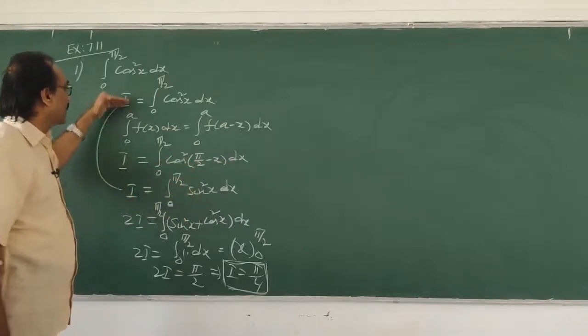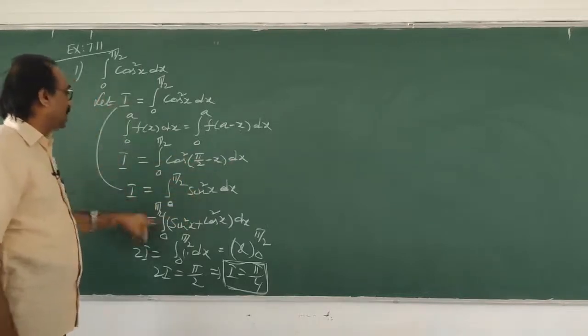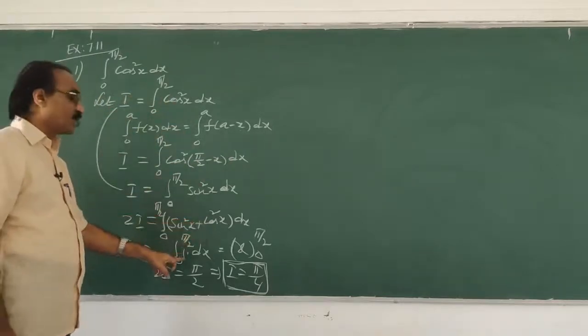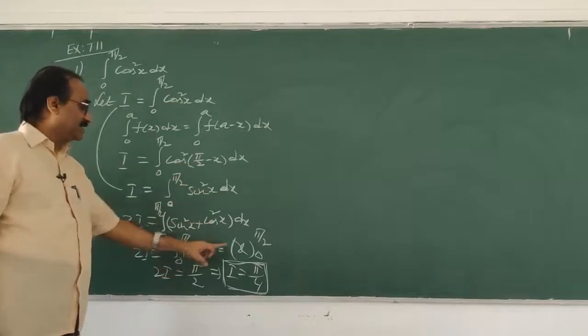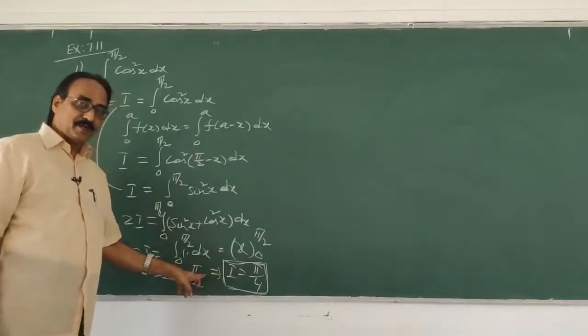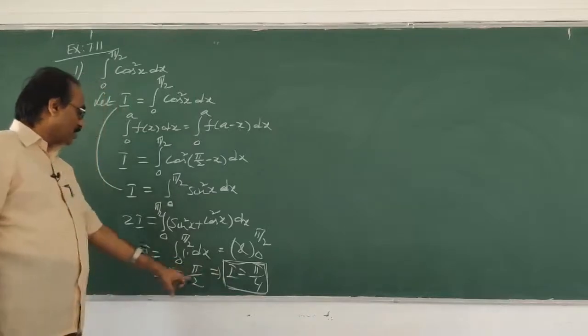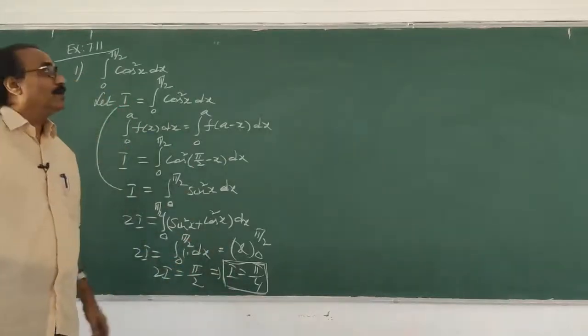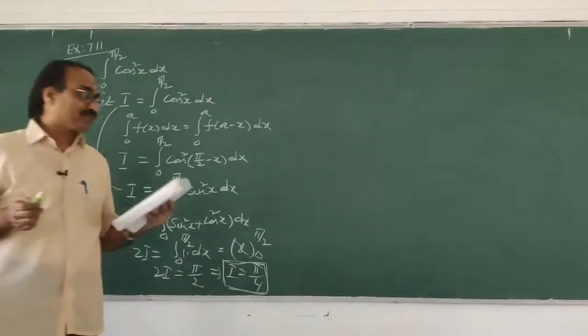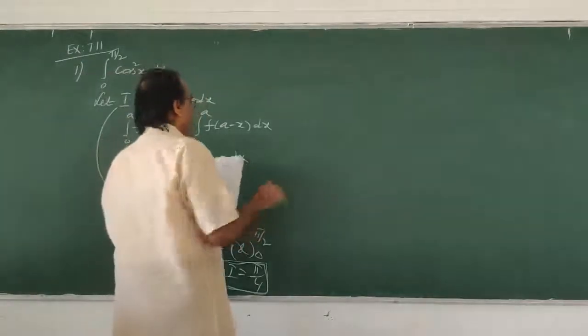Then I and plus I, these two I's I added. With the same limit you can add it. So sin square x plus cos square x, which is trigonometrically 1. The integral of dx is x, from 0 to pi by 2, upper limit minus lower limit, pi by 2 minus 0, pi by 2. 2I is equal to pi by 2, I is equal to pi by 4. Okay, you understood? Now, like that, you take any number.